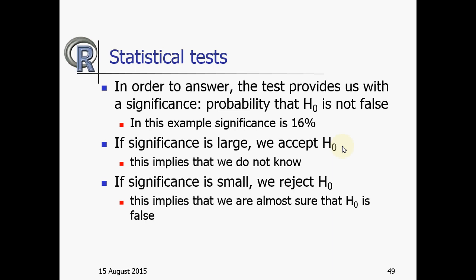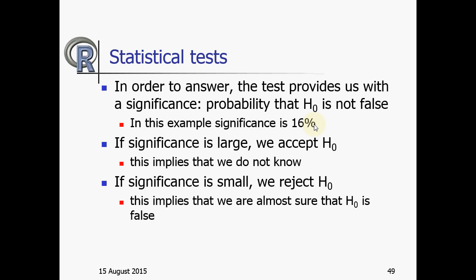If the significance is small, on the other hand, it means that the probability that you have been unlucky is very small, so probably you are not unlucky. Probably the reason for the difference lies in the fact that your H0 hypothesis is wrong, and thus you reject. So significance large, you accept; significance small, reject. In this specific example, I calculated the significance and I got 16%.